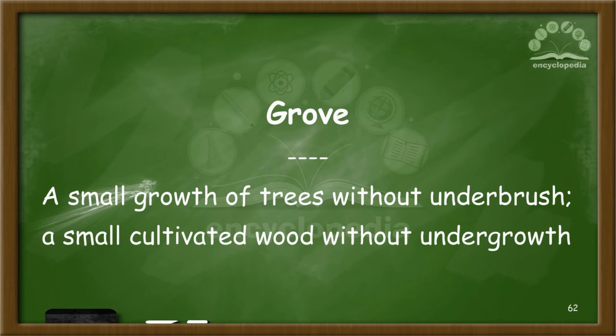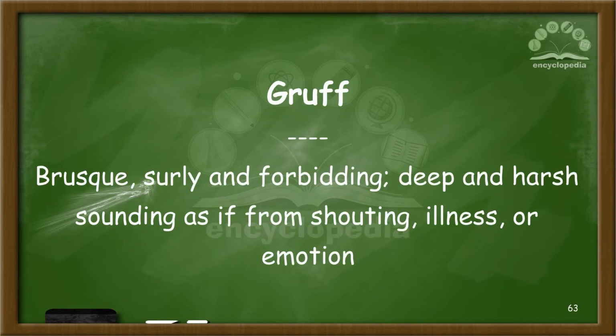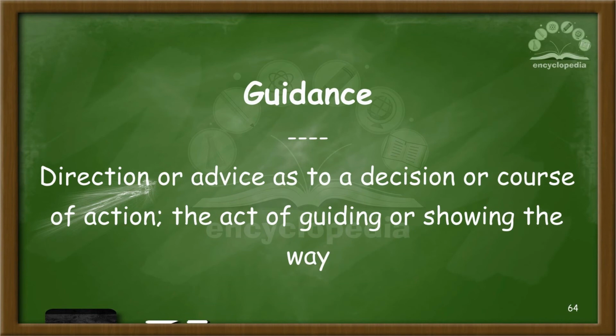Grove. Grove means a small growth of trees without underbrush, a small cultivated wood without undergrowth. Gruff. Gruff means brusque, surly and forbidding, deep and harsh sounding as if from shouting, illness, or emotion. Guidance. Guidance means direction or advice as to a decision or course of action, the act of guiding or showing the way.